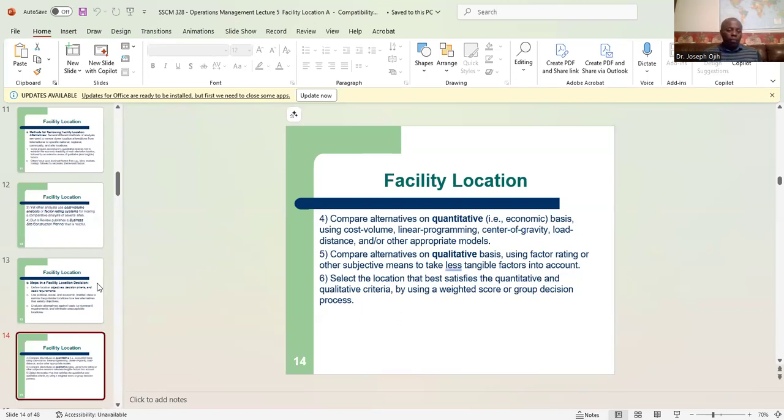Number 5, compare the alternatives on a qualitative basis using factor rating or other subjective means to take care of less tangible work. Now, when you do these two things, you can then select the location that best satisfies the quantitative and qualitative criteria that you used, by using a weighted score or a group decision process.